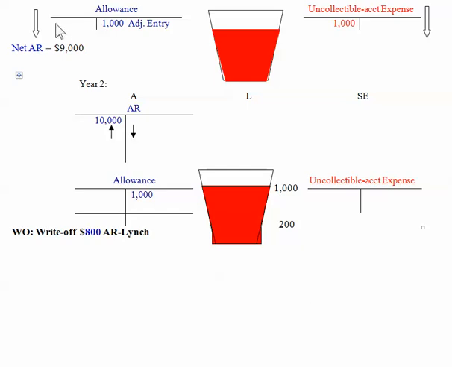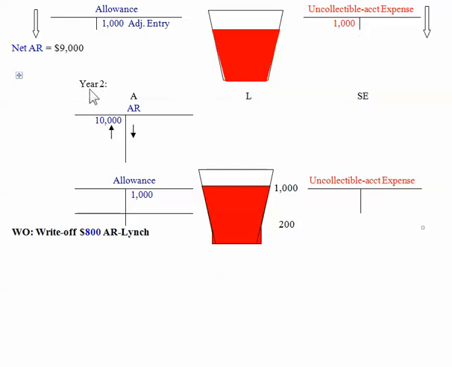In the previous video, we had allowed for 1,000 of receivables to be uncollectible. Well, that balance gets carried forward into the next accounting period. We're now into year 2. So we have our beginning receivable balance, that was our ending balance from last year, and our ending balance in our allowance of 1,000. Our uncollectible accounts expense from last year got closed into retained earnings.